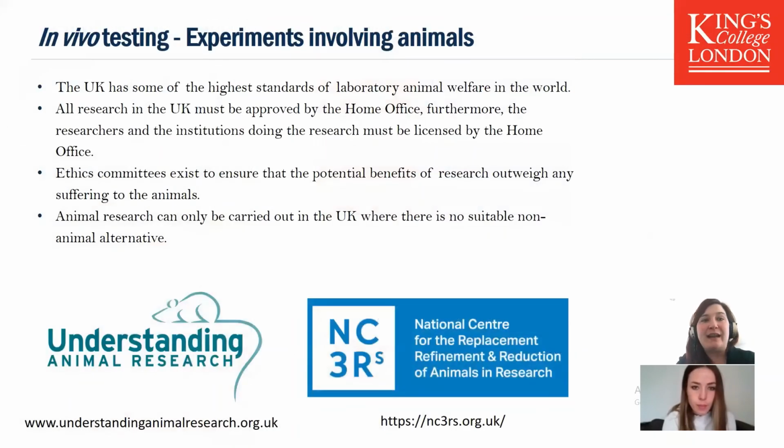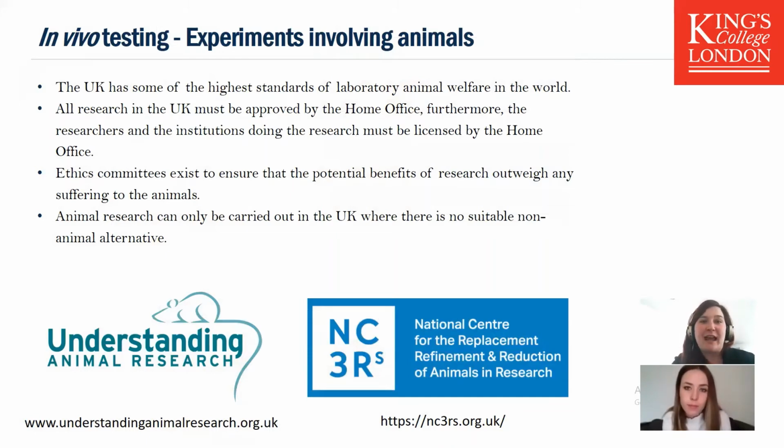This leads on to in vivo testing, experiments involving animals. And during radio tracer development, this focuses on testing in mice and in rats. It's important to note that the UK has some of the highest standards of lab animal welfare in the world.